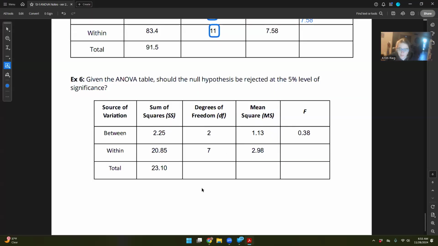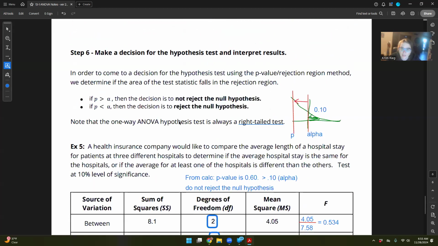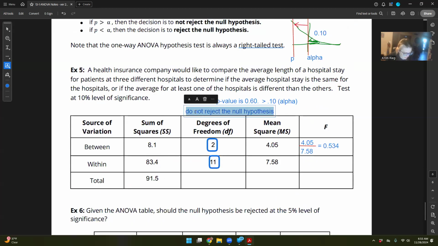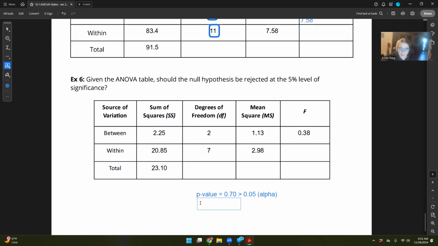So we have the p-value is 0.70. That is greater than our 5%, which is our alpha. When the p-value is greater than alpha, we do not reject the null hypothesis. Copy that and paste it.